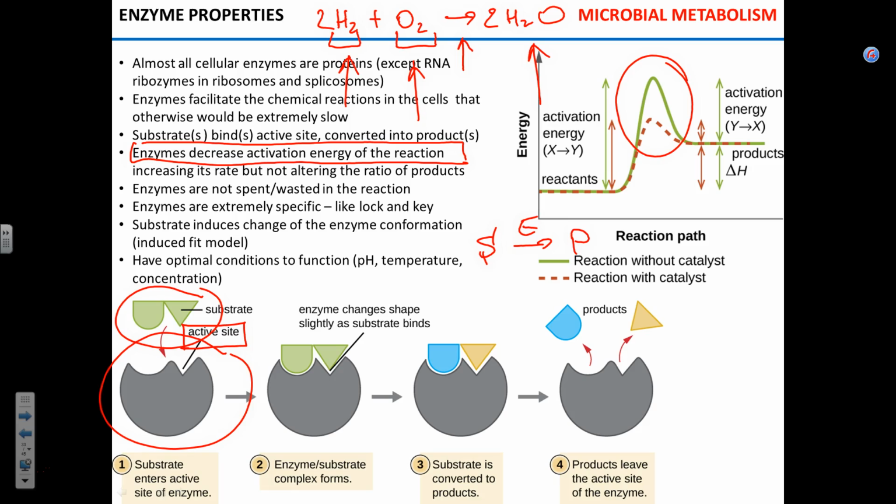Now, the active site, due to its unique shape and arrangement of amino acids, facilitates whatever chemical reaction it catalyzes. And now you have products. Enzymes are extremely specific. There are two models that I would say are mutually complementary. Lock and key model, well, that's kind of obvious. Every key is specific to its own lock.